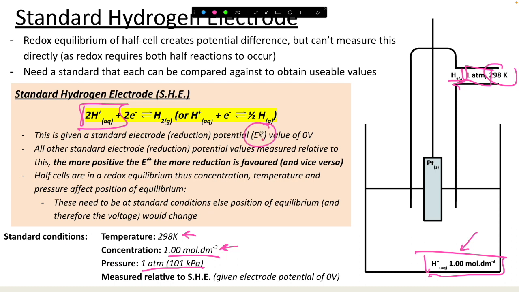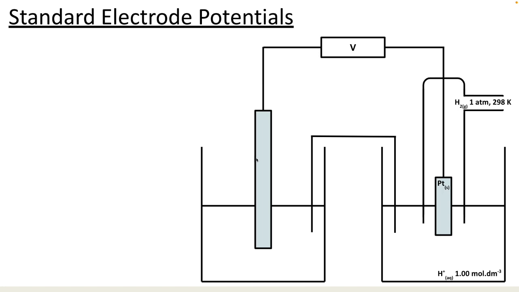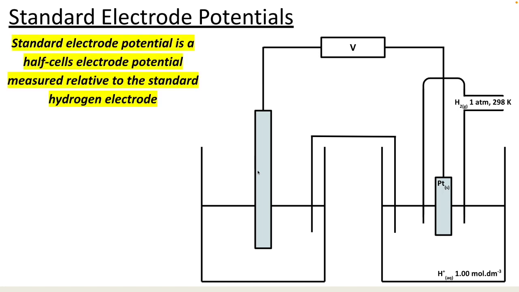And then all our reduction potentials are measured relative to the standard hydrogen electrode, where the standard hydrogen electrode is given the arbitrary electrode potential of 0 volts. So let's look at how we can connect these up in our galvanic cells. So this will give us a standard electrode potential that we can measure. Here's the definition. Standard electrode potential is a half-cell's electrode potential measured relative to the standard hydrogen electrode.